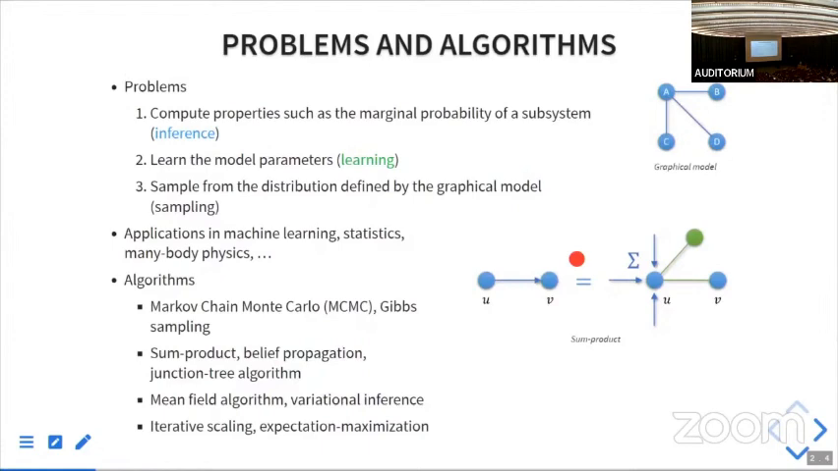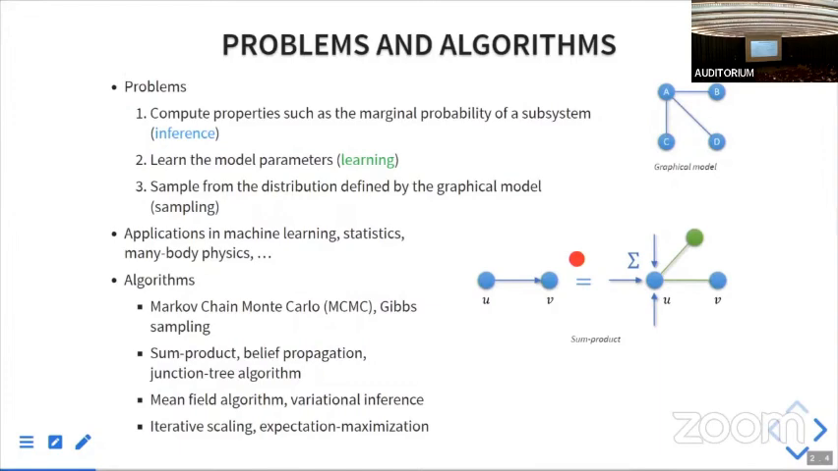And there are a lot of interesting problems and algorithms that people care about in this area. We can roughly group the problems into three different areas. One is called inference problems. Basically, you know the model, all the parameters that you need to know, and you want to learn about the properties of the model. For example, you want to compute the marginal distribution. You have defined a global distribution, what is the marginal distribution?